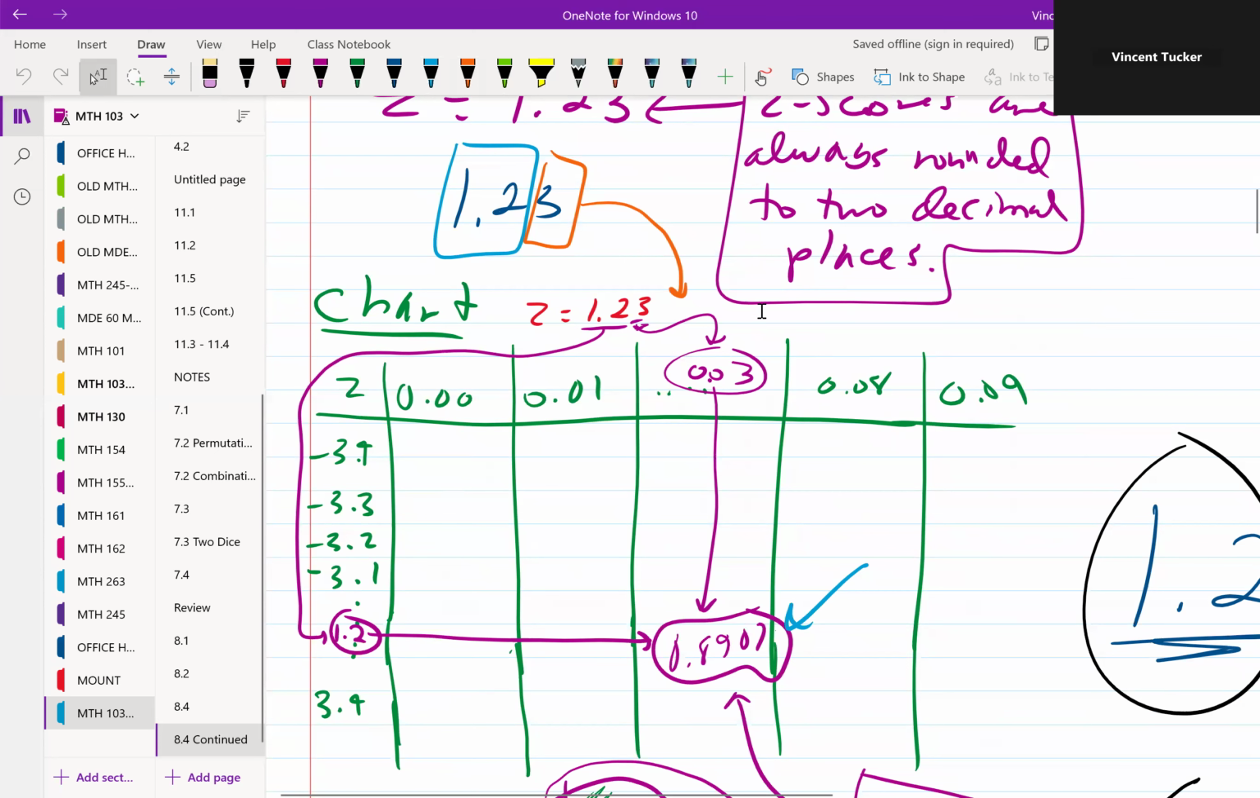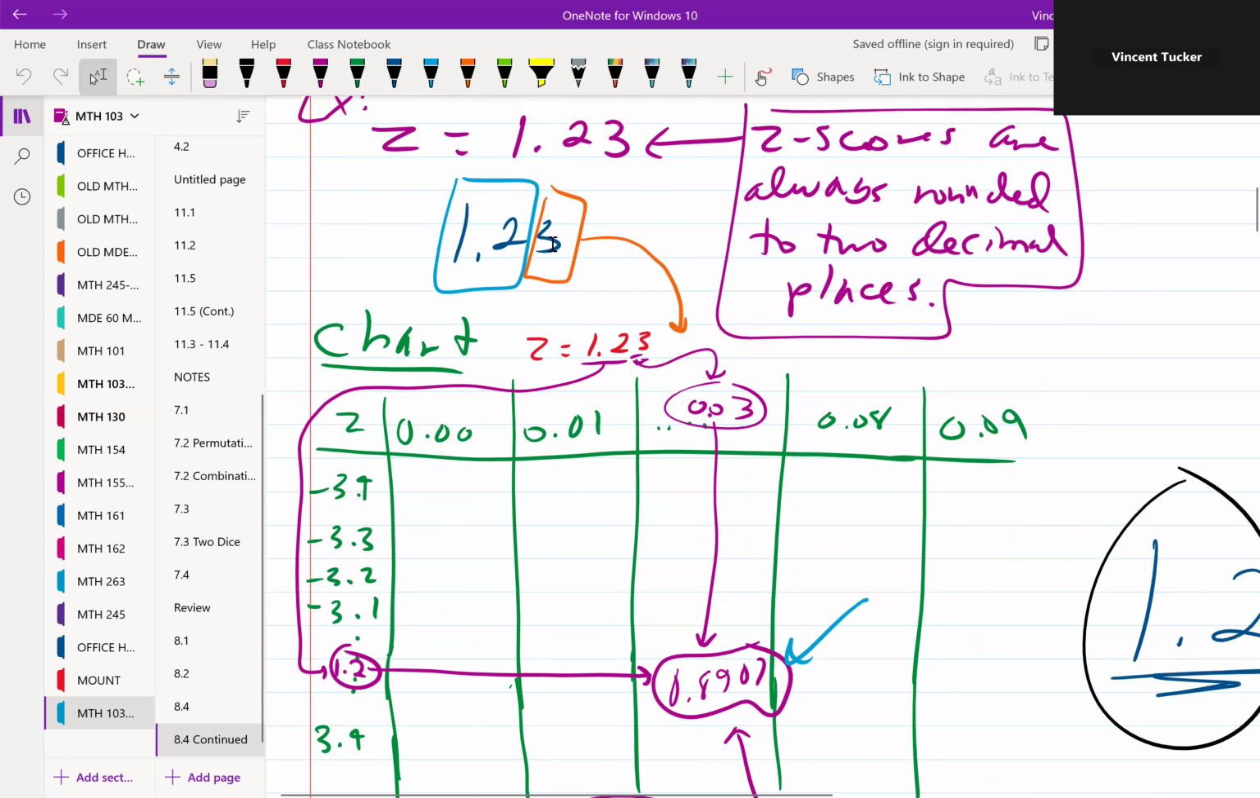And what we're going to do is, if my value is 1.23, I take the 1.2, go to the tenths place, find it over here, then take my value that's furthest to the right, my hundredths place, and find it up here. That will be the 3. And then where they meet will be the value that I pull from the chart. All right, so 1.2, and then the 3 is up here, and where they meet is what I pull from the chart. So let me show you how this looks.